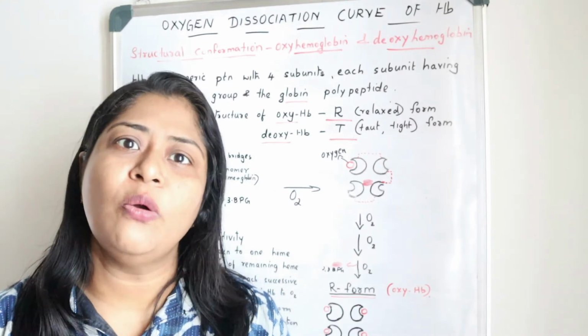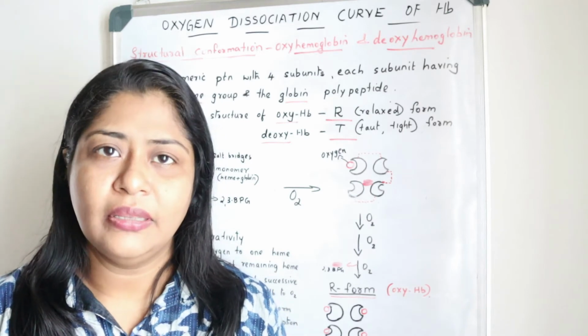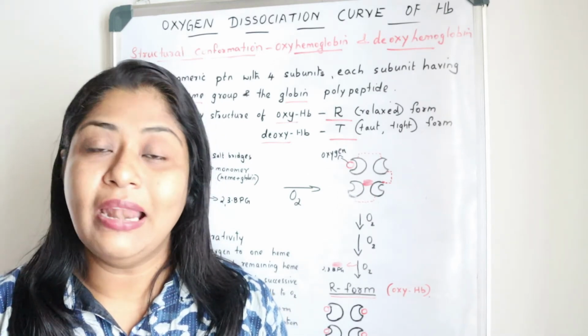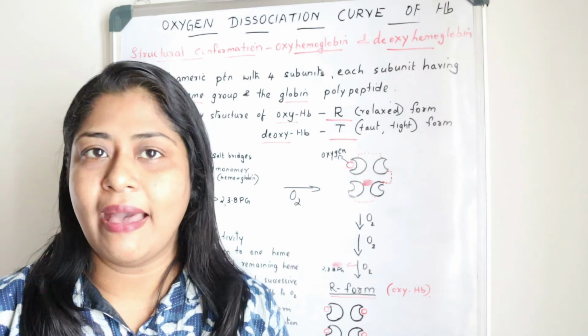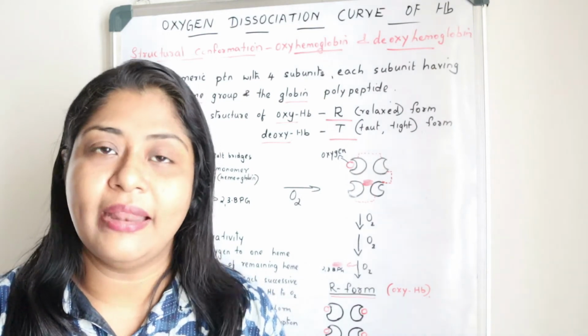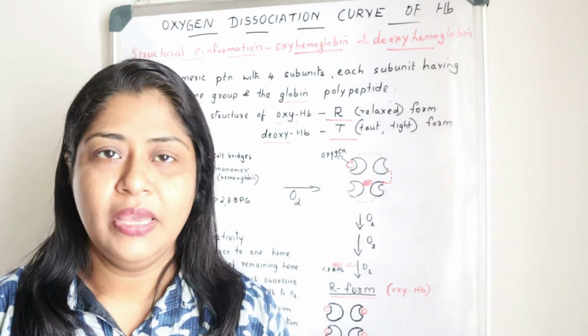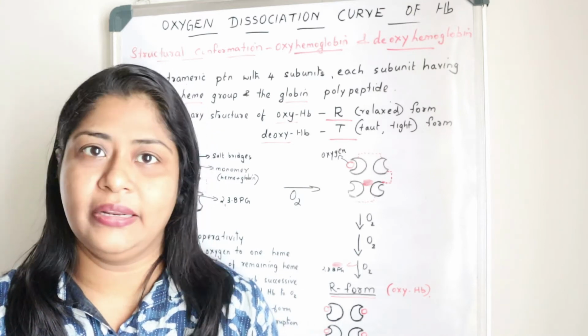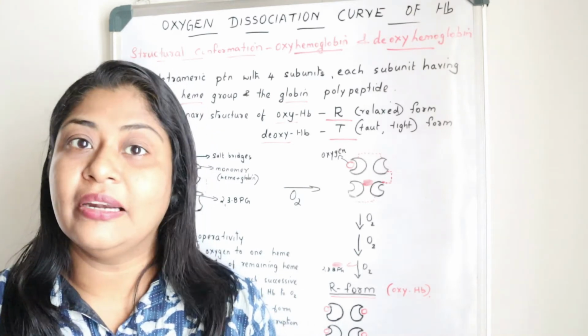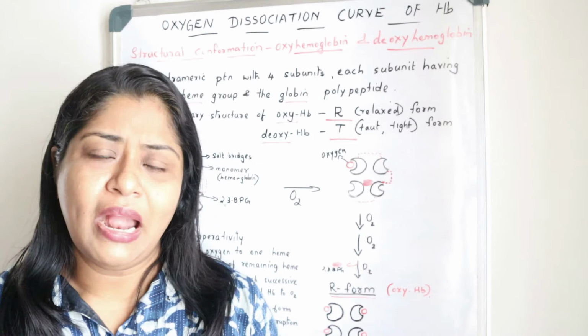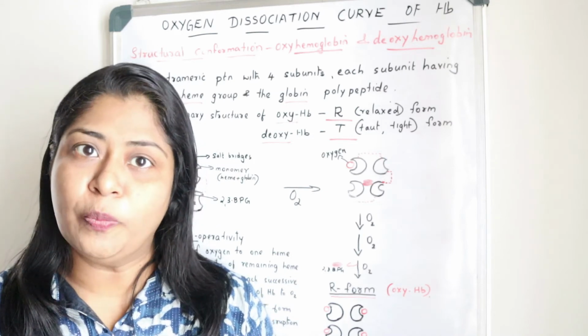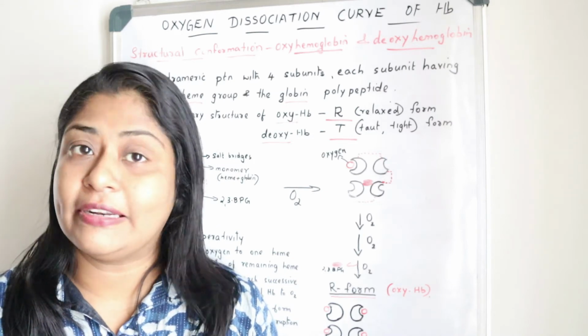We know hemoglobin is a tetrameric protein. It's a globular protein. And each monomer subunit has one globin chain and a prosthetic group, that is heme. Heme, we know, is the protoporphyrin ring, and a centrally placed iron can be seen. And here the iron is in the Fe2+ form, that is the reduced form, the ferrous form.